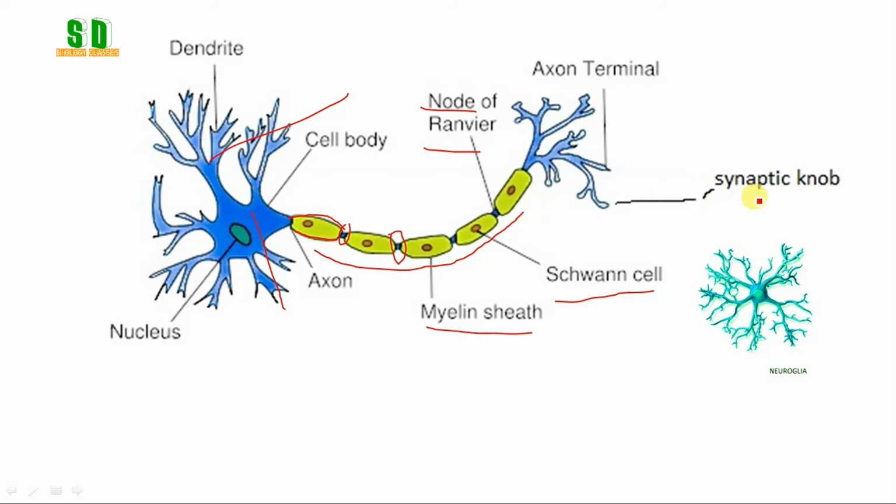Later on, same, it is the axon terminal and the synaptic knobs are there. Here you can see another picture of a type of cell called NEUROGLIA. Actually, when we are talking about the nerve cells or nervous system, it mainly consists of two types of cells, either neuron or nerve cells, or NEUROGLIA. You will learn about NEUROGLIA in higher classes.